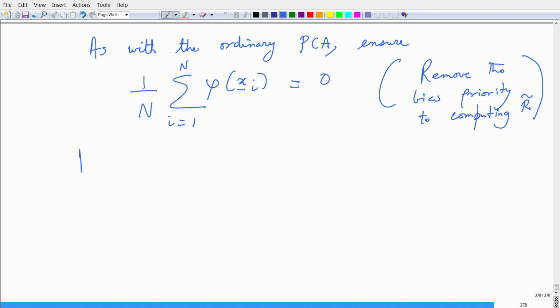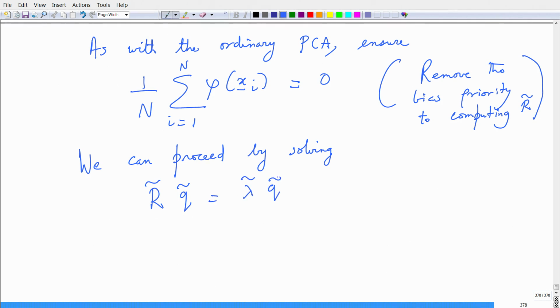So, we can proceed and compute the eigenvalues and eigenvectors over the correlation matrix by solving this eigenvalue equation, R tilde Q tilde is lambda tilde Q tilde, where lambda tilde is the eigenvalue of R tilde and Q tilde is the corresponding eigenvector of R tilde.